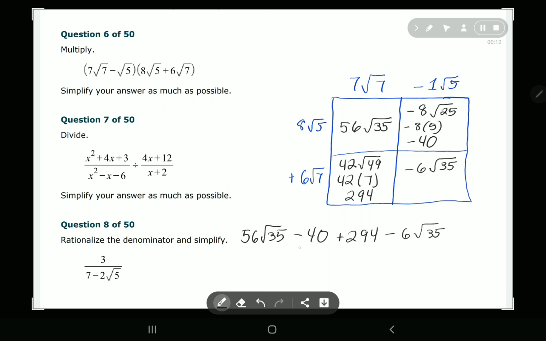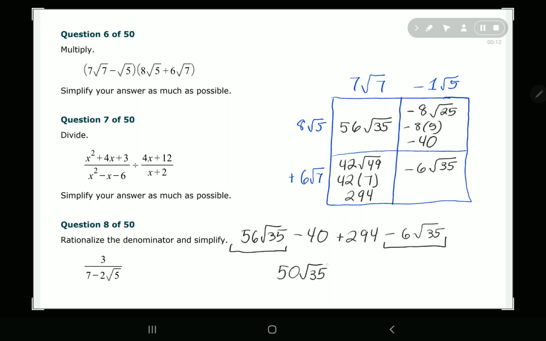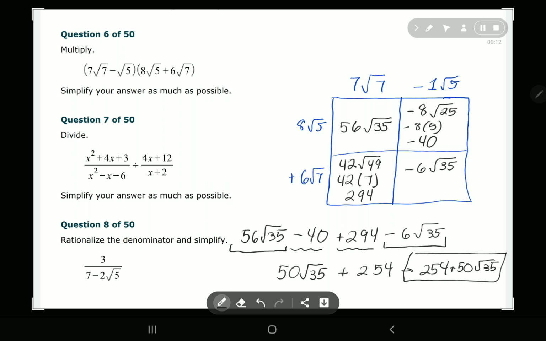What I can do is now combine like terms. 56 square root of 35 minus 6 square root of 35 is going to be 50 square root of 35. Negative 40 plus 294. You owe your bank $40. You deposit $294 in your account. Now your account says $254 positive. And that is your solution to question number 6. Take your time doing it. No need to rush.